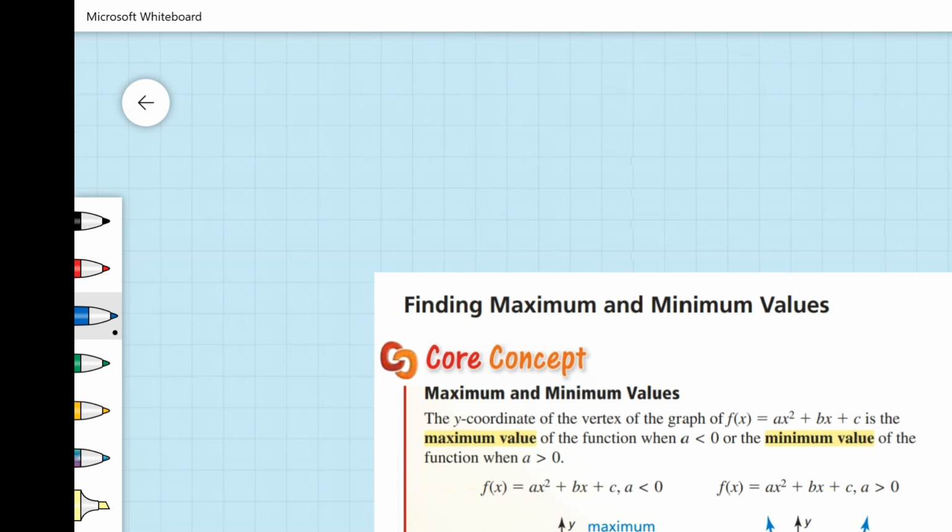Now, maximum and minimum values. So that's just simply our vertex. And you can see that if we have a graph that is concave down, it will have a maximum, a highest possible point. And if it's concave up, it will have a minimum. So that's pretty straightforward. We know that if A is greater than 0, then we're going to have a minimum because it will be concave up. And if A is less than 0, we will have a maximum since the graph will be concave down.